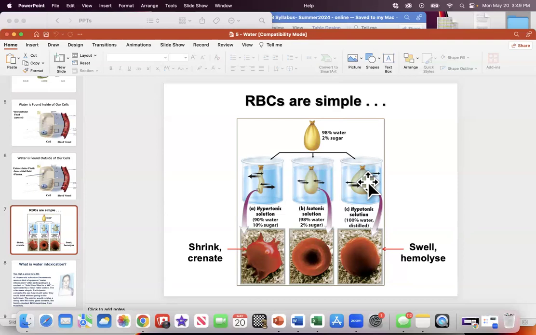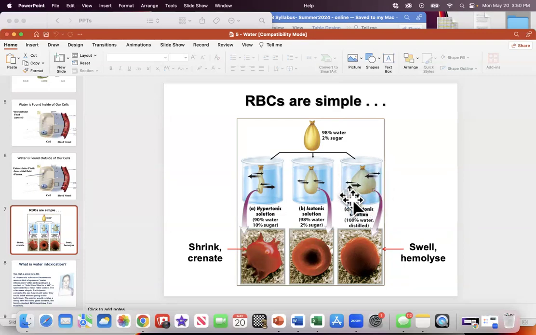Why does water have to move in? Because you have more solid. The solid is the salt inside the cell. That's called a solid. More solid inside than the outside. That's why water always has to go to dilute the solid. So when you have more solid inside, water will move in to dilute the solid. When that happens, the cell swells.